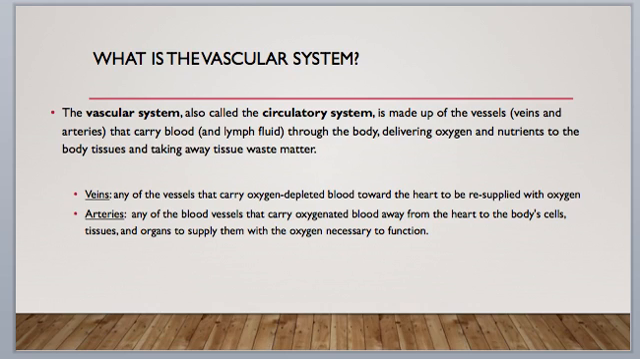So let's begin. What is the vascular system? The vascular system, also known as the circulatory system, is made up of vessels. These are veins and arteries that carry blood and lymphatic fluid through the body, delivering oxygen and nutrients to the body tissues and taking away tissue waste matter. Veins are any vessel that carry oxygen-depleted blood toward the heart to be resupplied with oxygen. Arteries are any of the blood vessels that carry oxygenated blood away from the heart to the body's cells, tissues, and organs to supply them with the oxygen necessary to function.